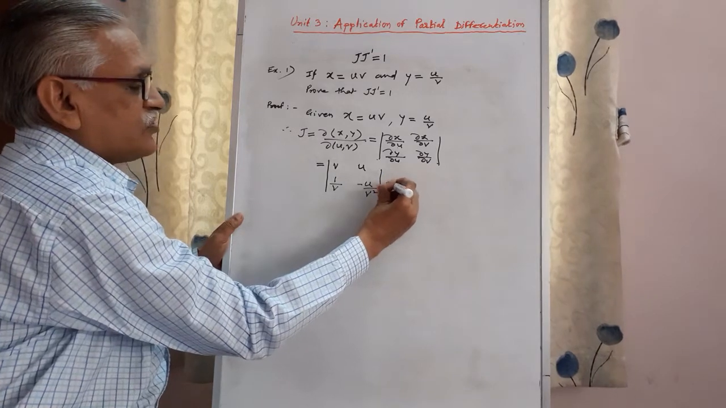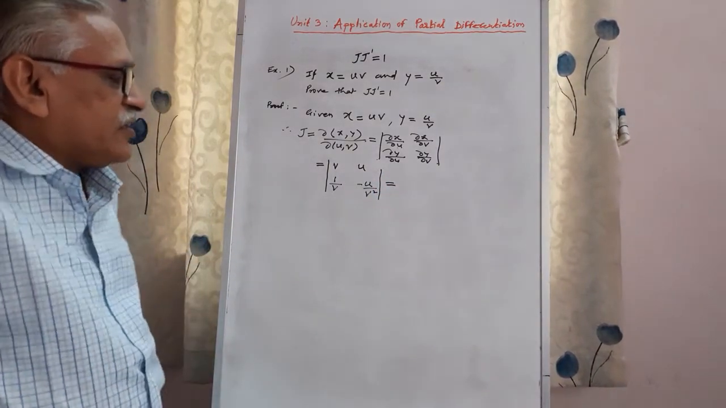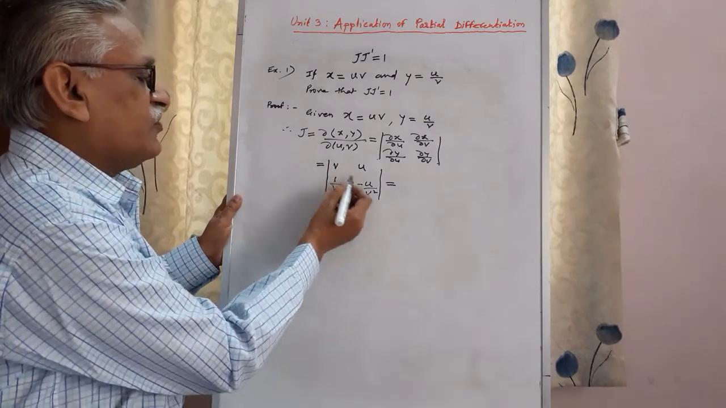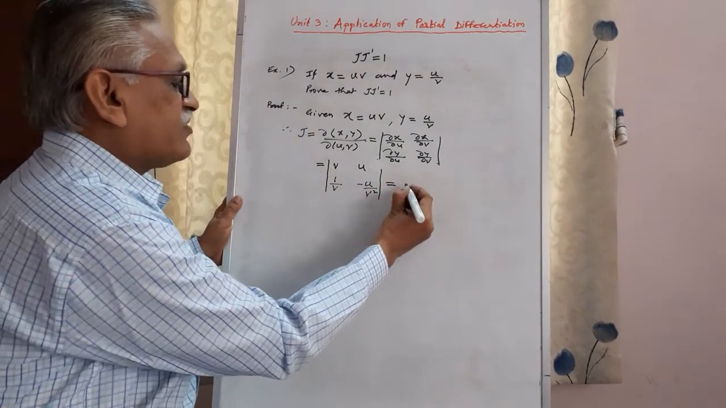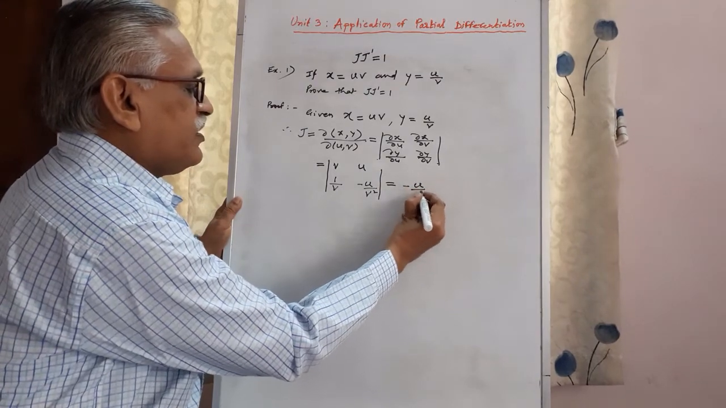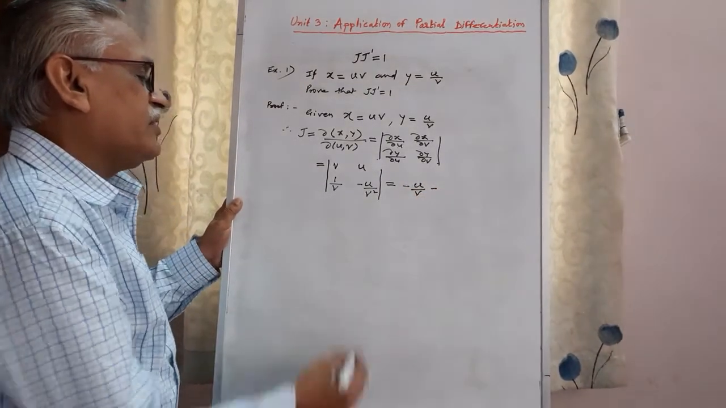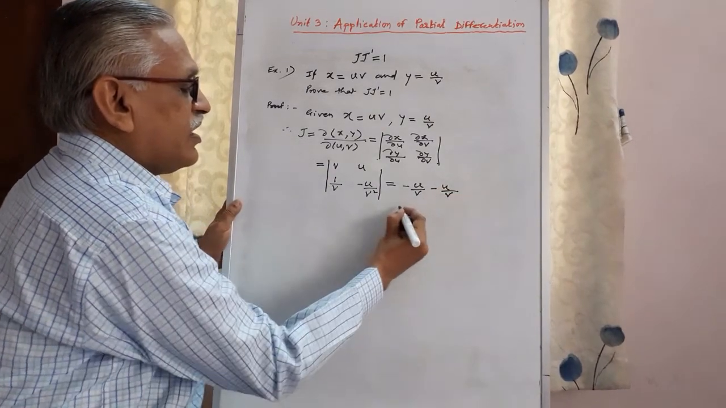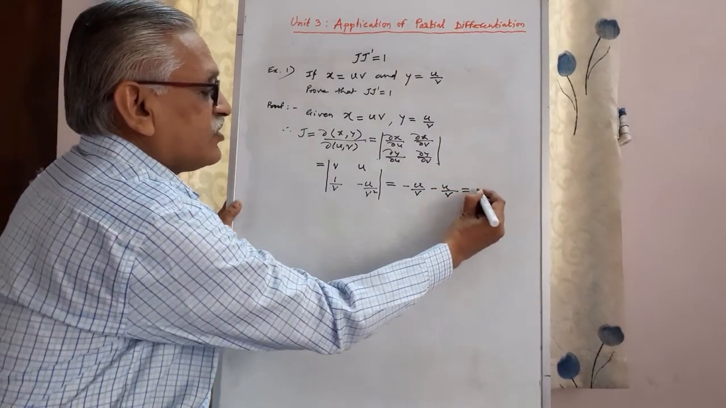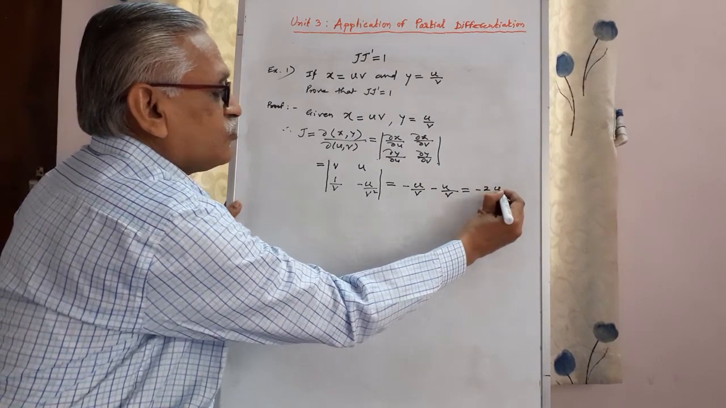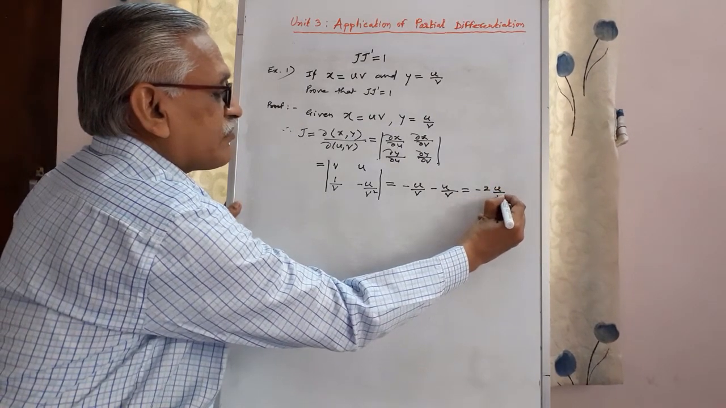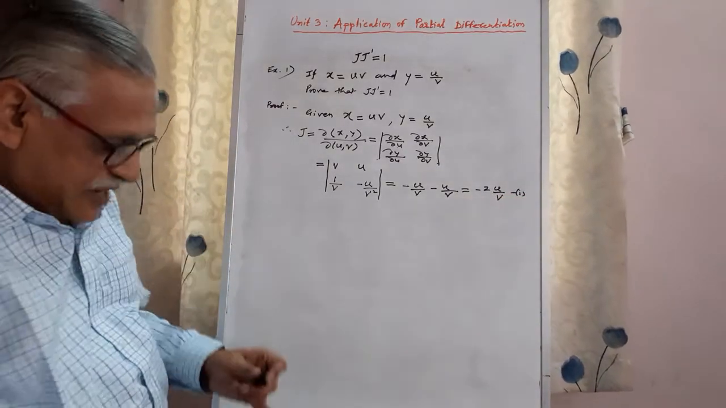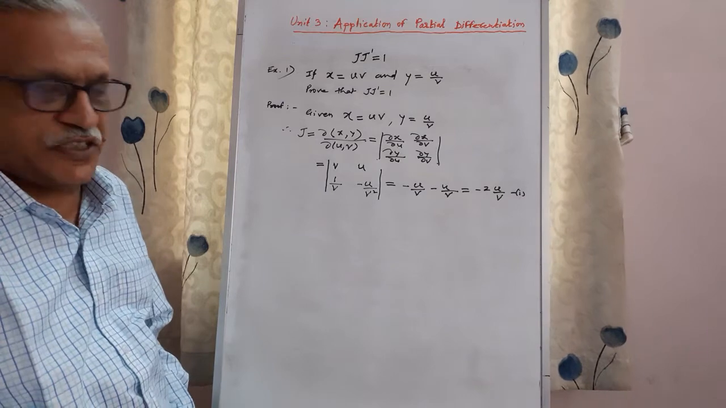Finding the value of this second order determinant by cross multiplying: it is v into 1/v, where v gets cancelled, therefore it is 1, minus u/v² into u... actually minus this product, again minus u/v, and therefore its value is minus 2 times u/v. That is the value for Jacobian J.